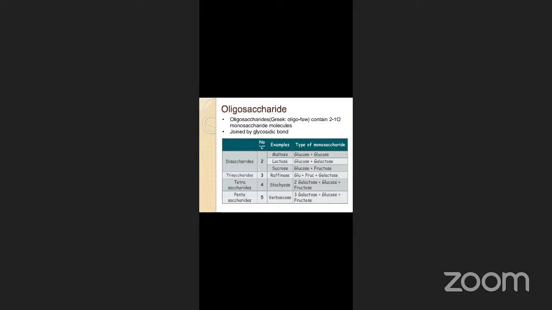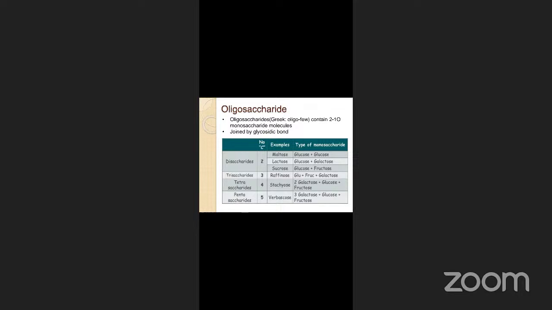These are all monosaccharides. Then oligosaccharides. Oligo means few in the Greek language. Few means 2 to 10 monosaccharide molecules, linked together by glycosidic bonds. There is a bond in between. If there are 2 monosaccharide molecules, you will have one name; if there are 3, another name.